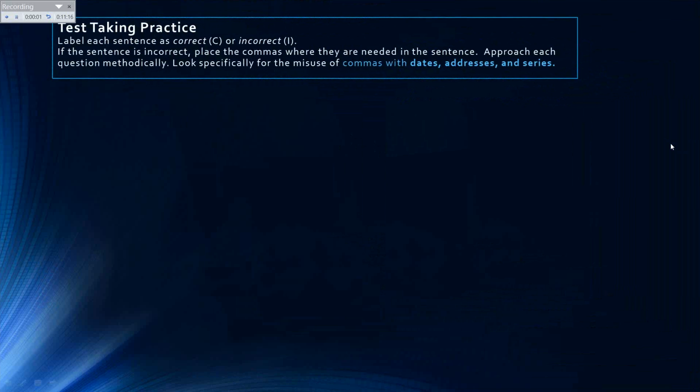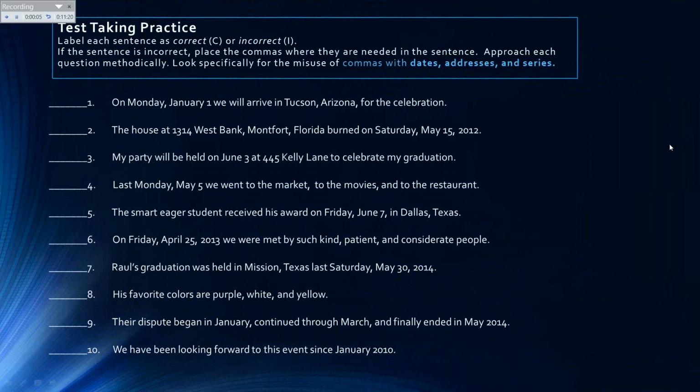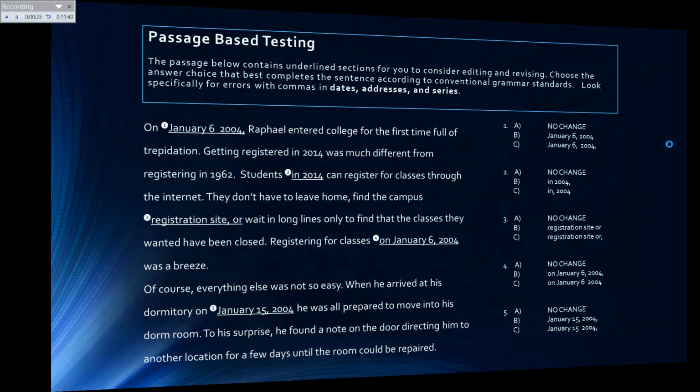We have our test-taking practice. On this one, you're going to look at the sentence and simply decide whether it's punctuated correctly or not. Now, what I'm trying to do here is to get you prepared to proofread, because learning this information is not so difficult. The proofreading is the hard part, is to see it. These little commas can escape you. You have to look for them.